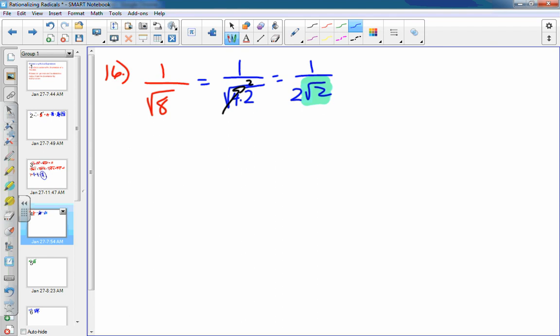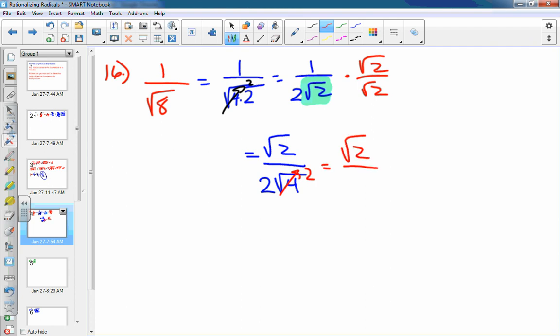So how many do I have currently underneath that radical? 1. How many more do I need? 1 more. So I'm going to multiply by the value of what I need. I need 1 more square root of 2, and I'm going to multiply that by the square root of 2 over the square root of 2. Agree? So now I marry the tops, and then I marry the bottoms. What's the square root of 2 times the square root of 2? Square root of 4, okay. And what is the square root of 4? So I'm going to have the square root of 2 over 2 times 2 is 4.